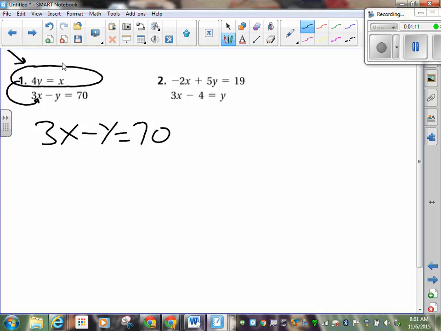So, as I do that, I'm going to rewrite 3, change to a different color, parentheses. What does X equal? X equals 4Y. So I need to plug in 4Y in the spot of X. Then I bring down the minus Y equals 70.